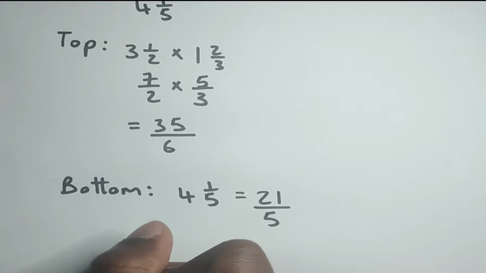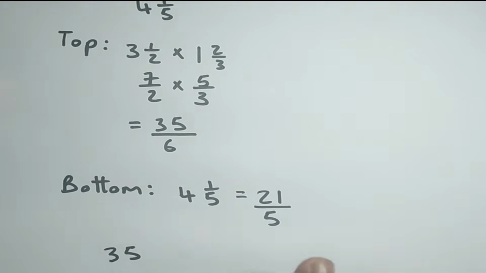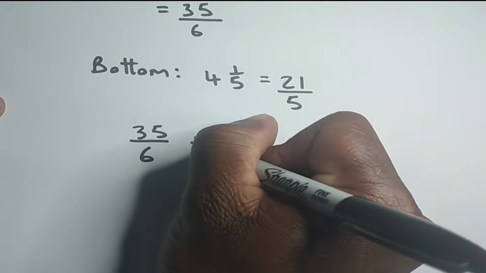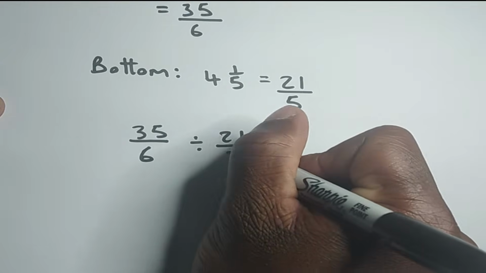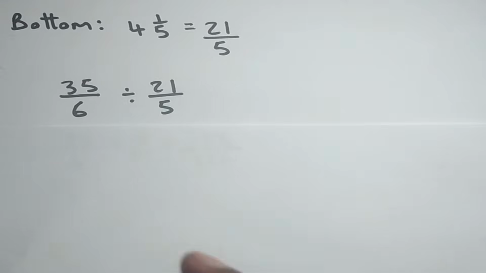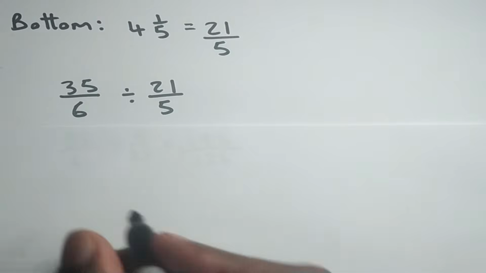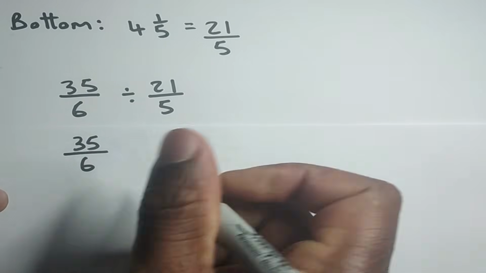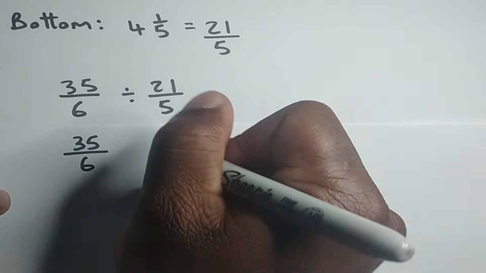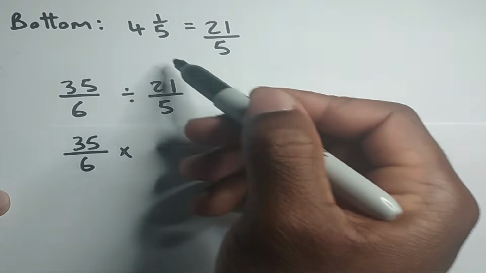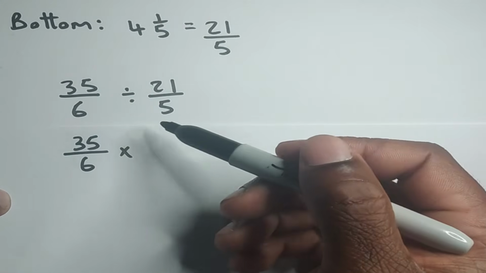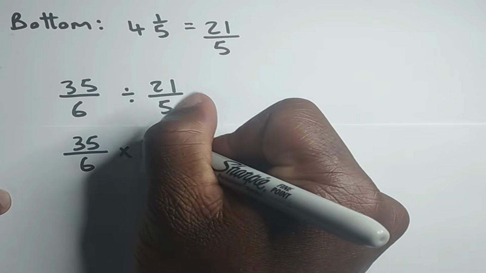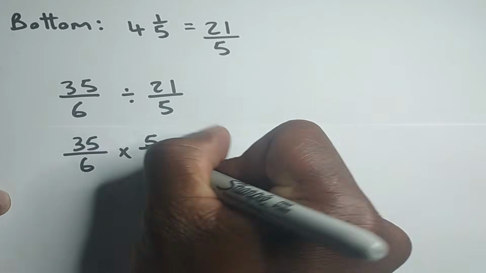So here we would have 35 over 6 divided by 21 over 5. Again, remember when we're dividing fractions, we keep the first fraction, which is 35 over 6. Then we change the division sign to multiplication. And then we flip the second fraction, or we reciprocate the second fraction. So that simply means 21 over 5 will become 5 over 21.